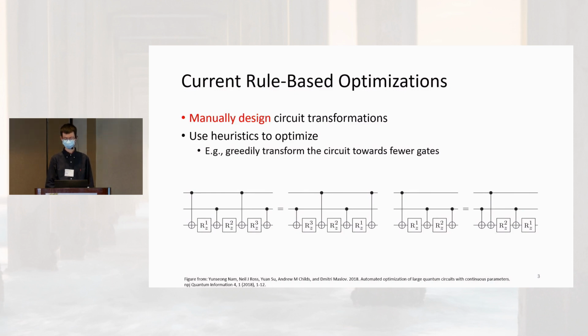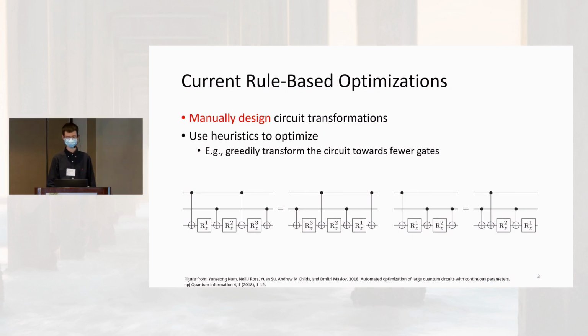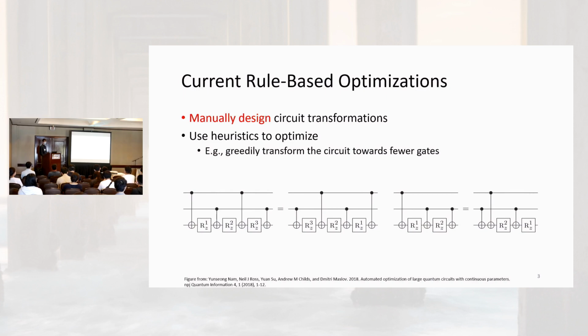Existing quantum circuit optimization approaches are rule-based, and they manually design circuit transformations. They usually use heuristics to optimize. For example, greedy transform the circuit towards fewer gates. The figures below show 2 examples of the manually designed circuit transformations.